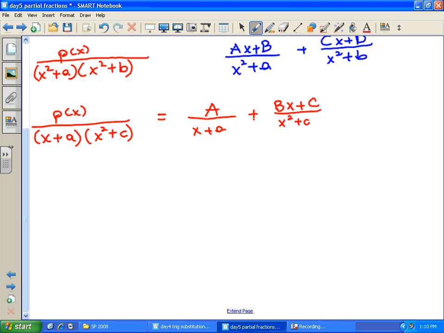Now, the final variation you need to see is something like this. Say you have p of x divided by x minus or x plus, doesn't matter, a linear factor to a power, say to the third power.